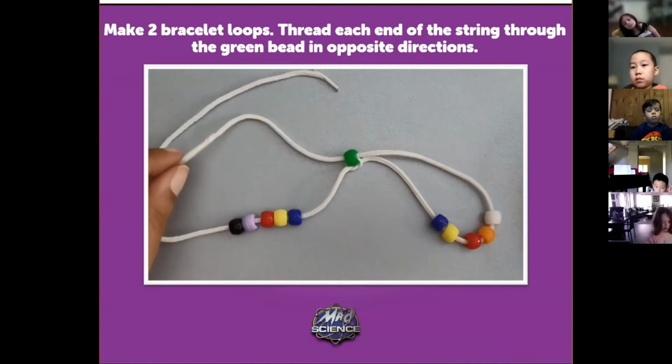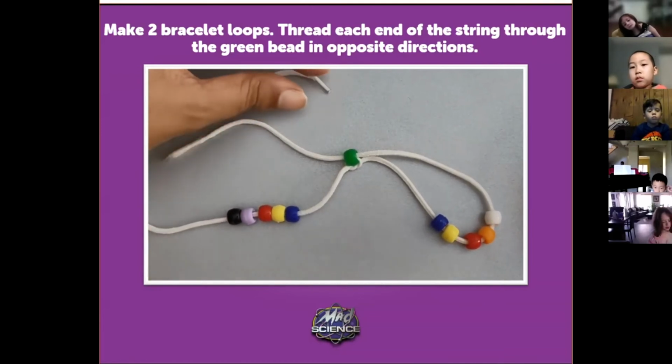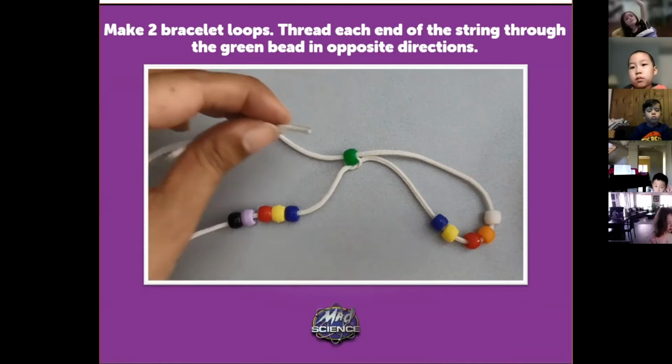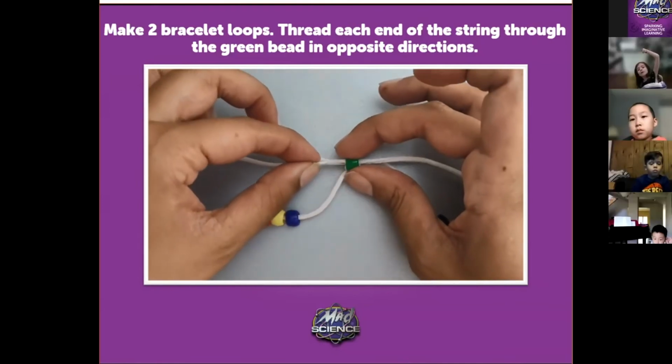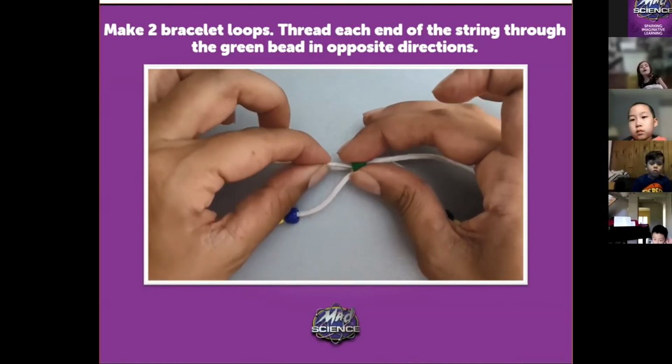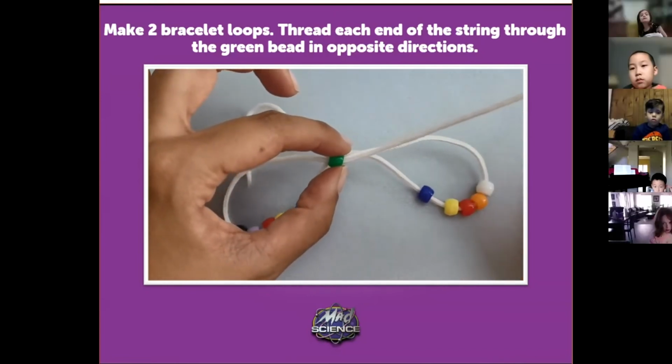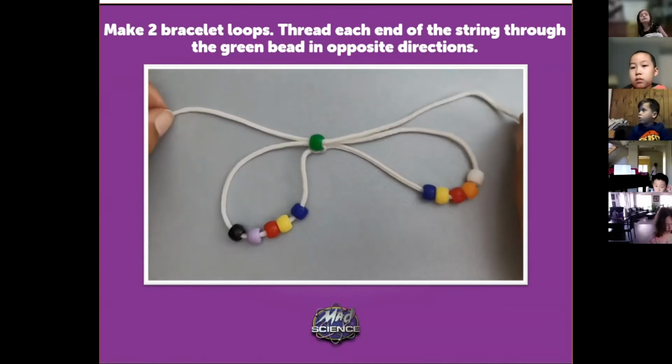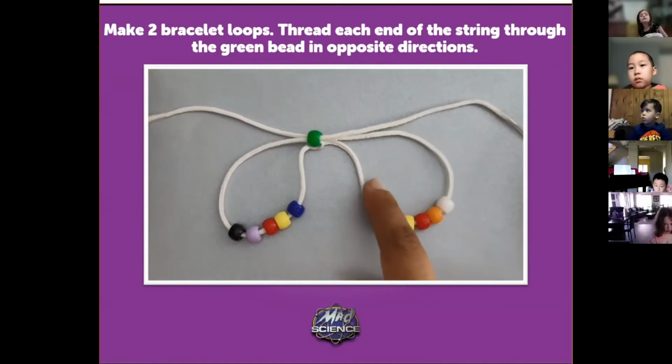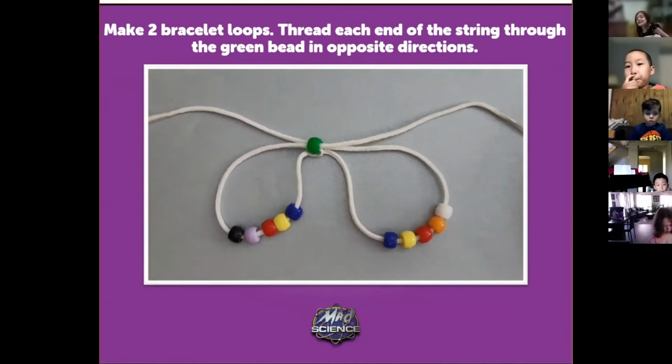Then you're going to take the other end of the string and push it through the green bead. Push, push, push. There's not a lot of space left, but I know you can do it. And you're going to end up with something that looks like an upside down bow with 2 loops like this.